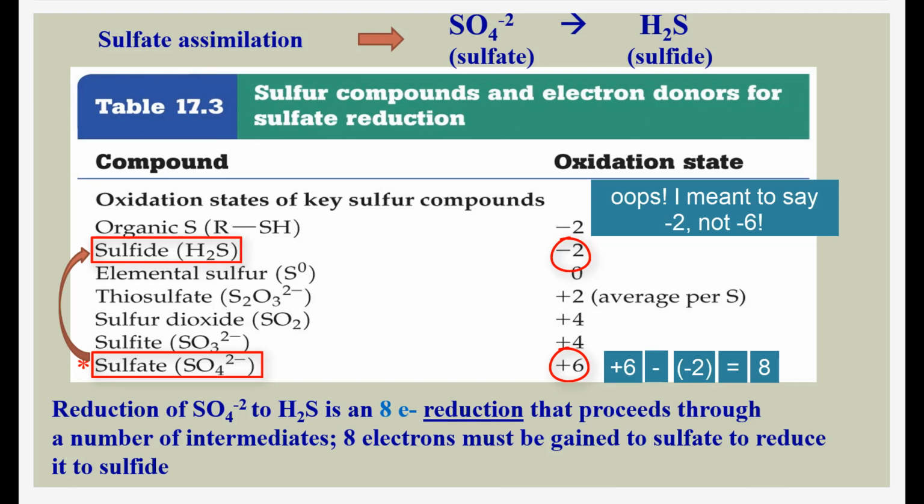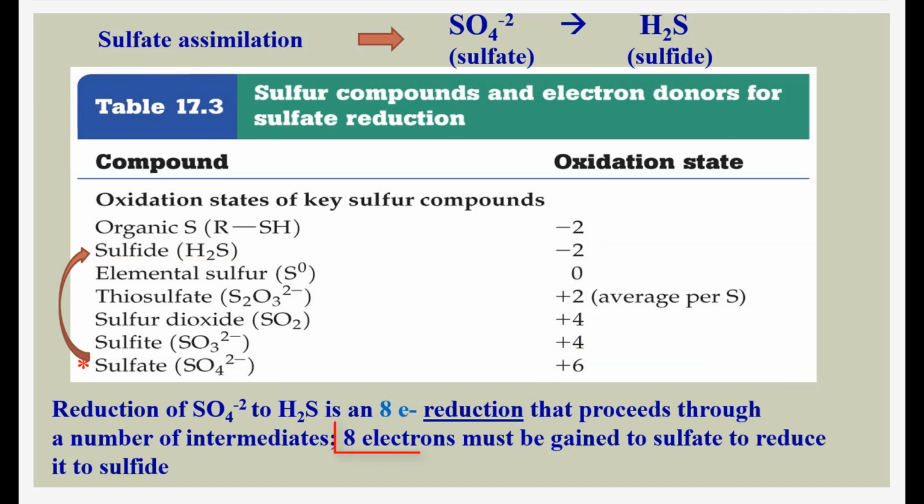So +6 minus -2 equals 8. So the conversion from sulfate to hydrogen sulfide is an 8 electron reduction step, and this means that 8 electrons are needed to reduce sulfate to sulfide. Thus, assimilative sulfate reduction has a net gain of 8 electrons. Note the decrease in oxidation state from +6 to -2. This decrease indicates that the conversion from sulfate to hydrogen sulfide is a reduction process.